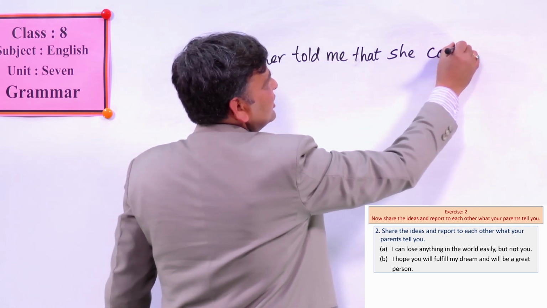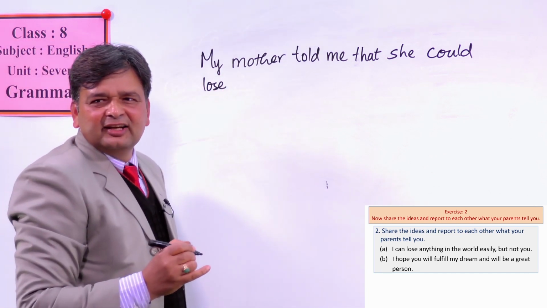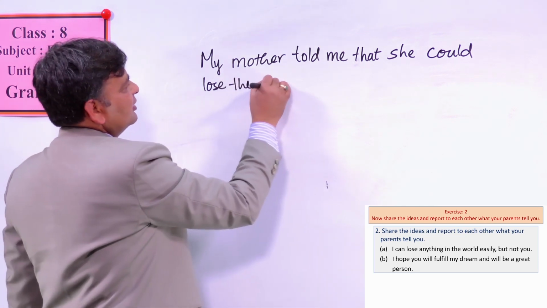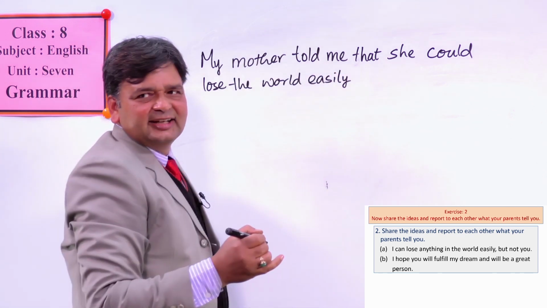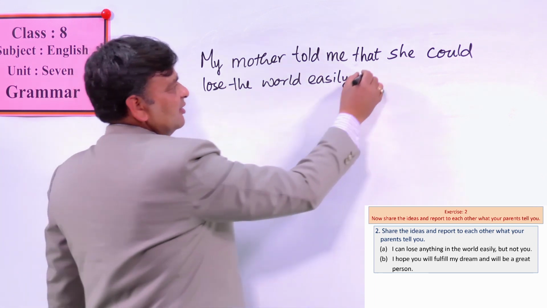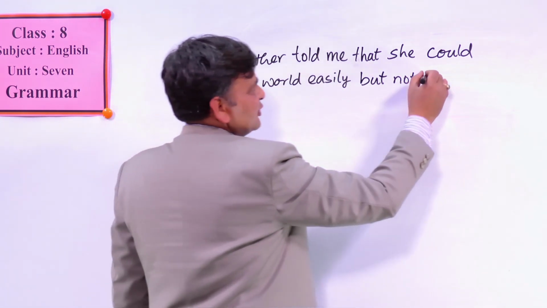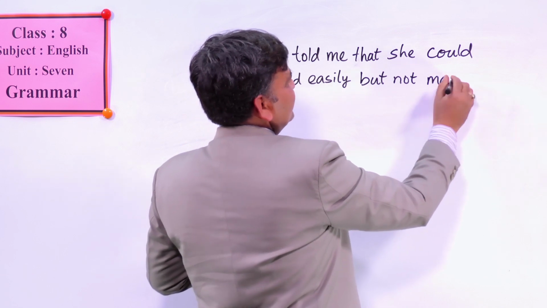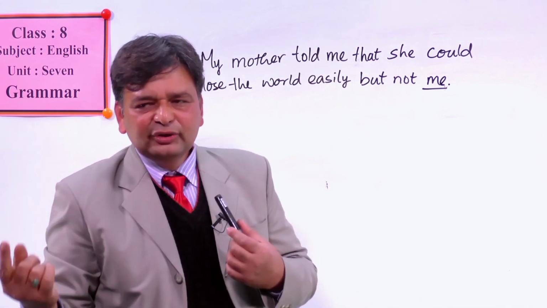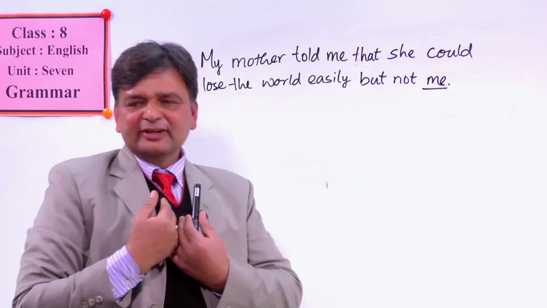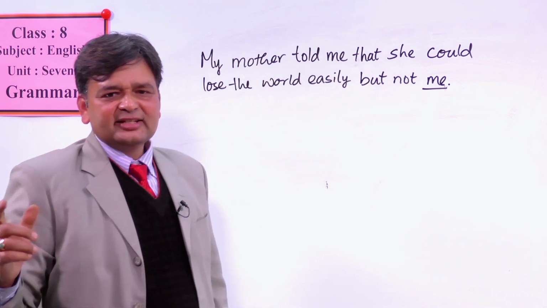She could lose. And what next? The world easily. Good. The world easily. And then? But not you. Oh, yes, but not me. Right? So this time we are changing you into me. Why? Because you is referring to me, myself, and the word comes at the end of the sentence as an object.